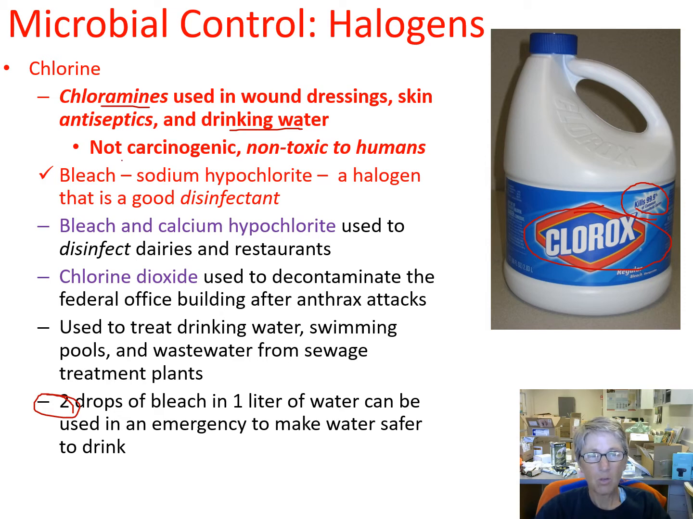Chlorine is non-carcinogenic. It's non-toxic to humans. And bleach is actually sodium hypochlorite. So here's the chlorine component of bleach. And this is used as a disinfectant. So bleach is a halogen that's used as a good disinfectant. And probably everybody's been swimming, so they know. Swimming pools, you can smell the chlorine.